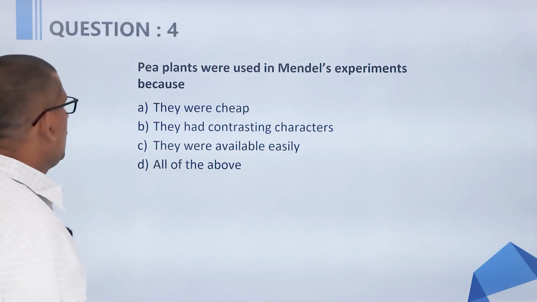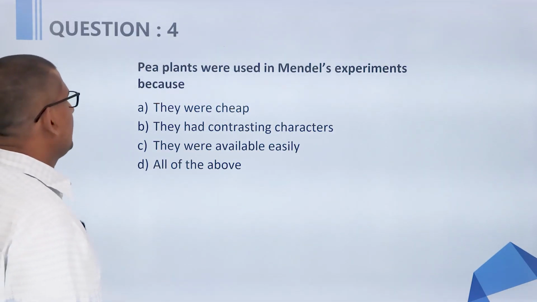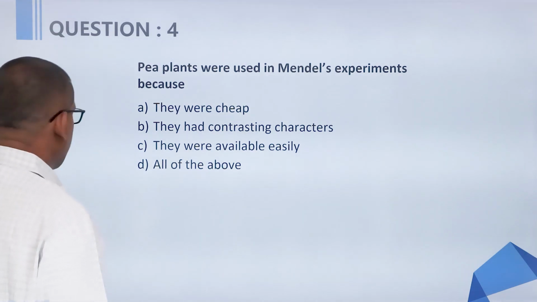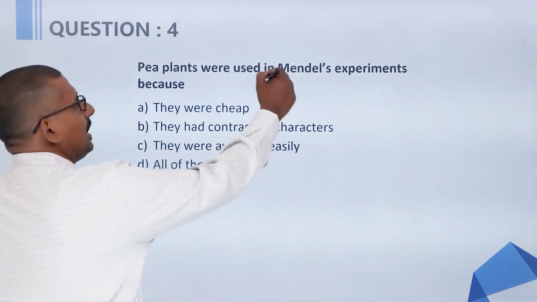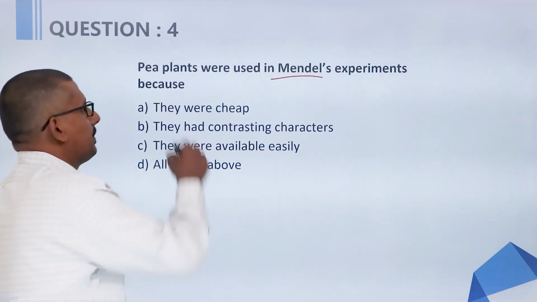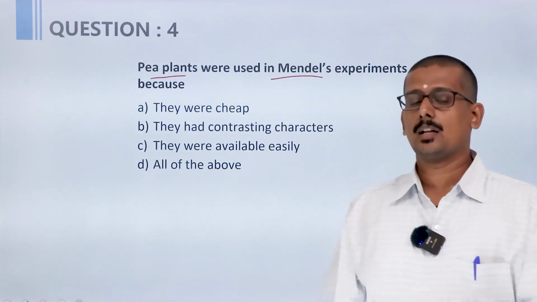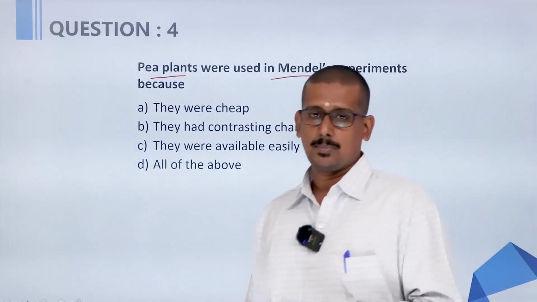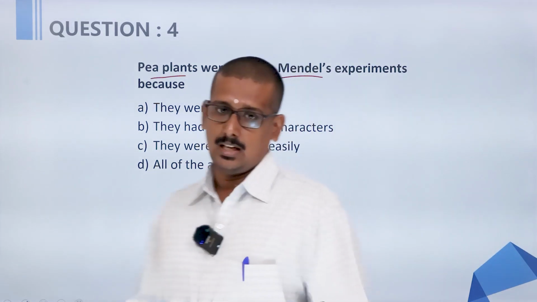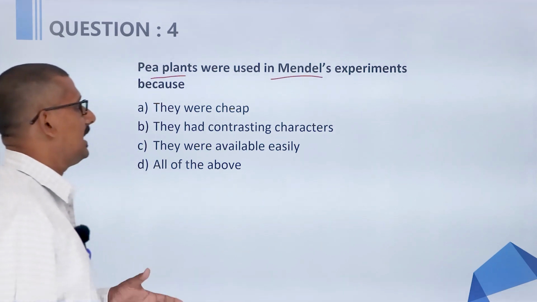Question number 4. Pea plants were used in Mendel's experiment because... Mendel, the father of genetics, used the pea plant. So why did he use the pea plant? There must be some clear reasons why he used the pea plant for his experiment. So what are the reasons, or what is the main reason?